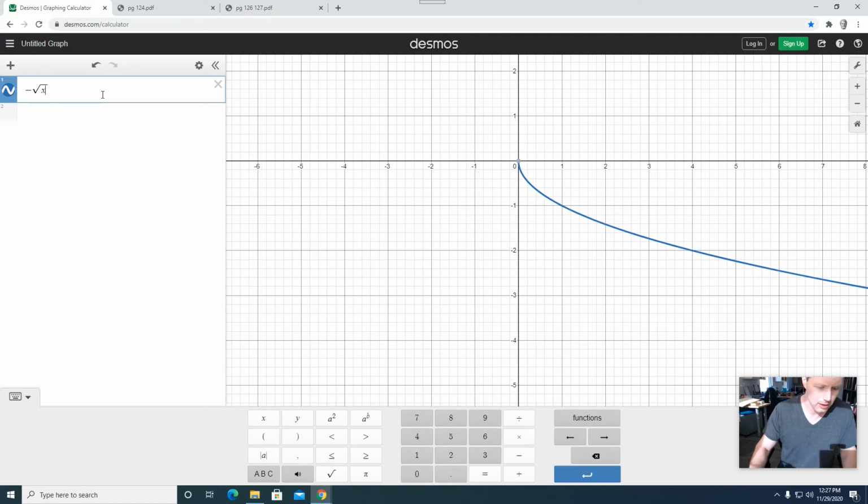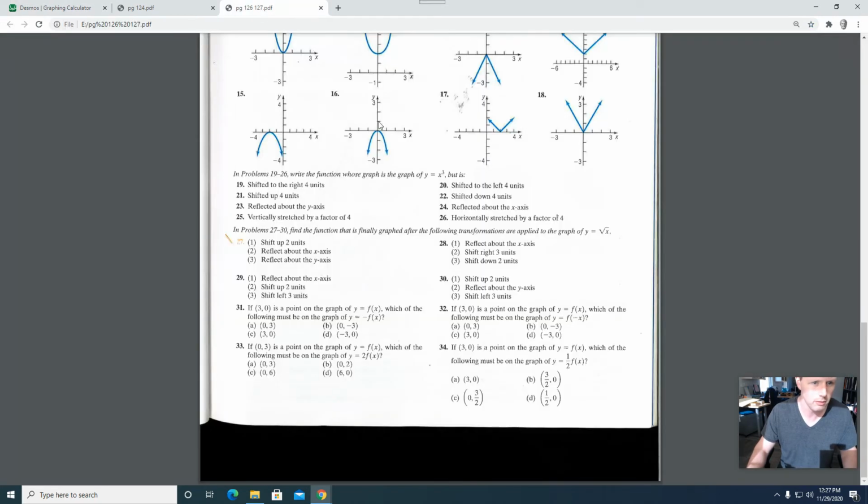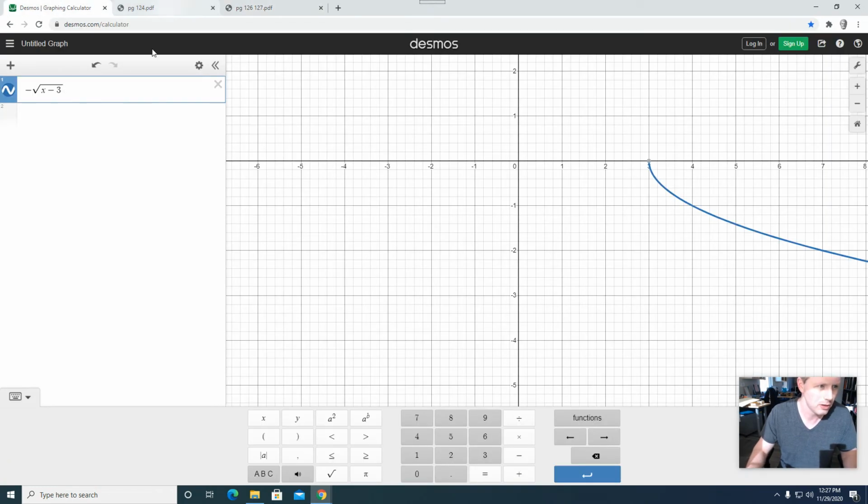So let me do that. That would be x minus 3 right there. So my function has now been flipped over and has been moved to the right 3 units. And finally, I want to shift down 2 units. Well, to shift down 2 units, that's a vertical movement. That means I just take my function and I add or subtract the number of units that I want to move vertically. In this case, I want to move vertically downwards.